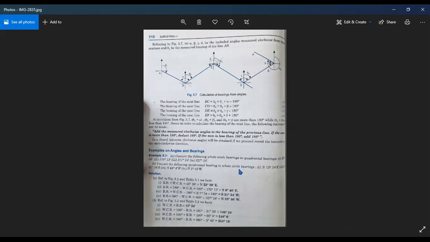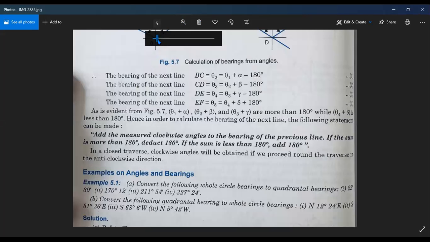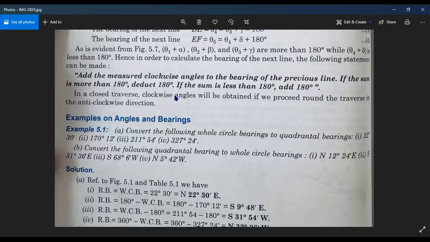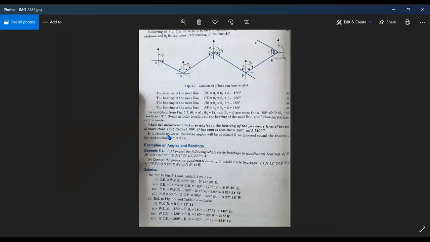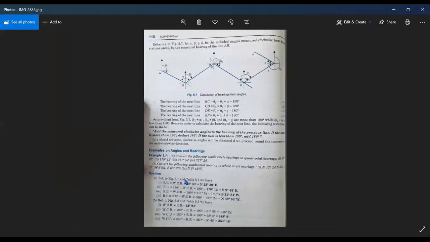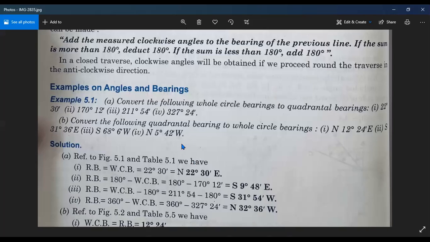Now we will look at one example, how to convert the bearings and angles. See here. It is given. First one, convert the following whole circle bearings to the quadrantal bearing system. Okay. Whole circle bearing. First one, he has given it as 22 degrees 30 minutes. 22 degrees 30 minutes, which lies in the first quadrant. 22 degrees 30 minutes means 0 to 90 degrees. It lies in the first quadrant.